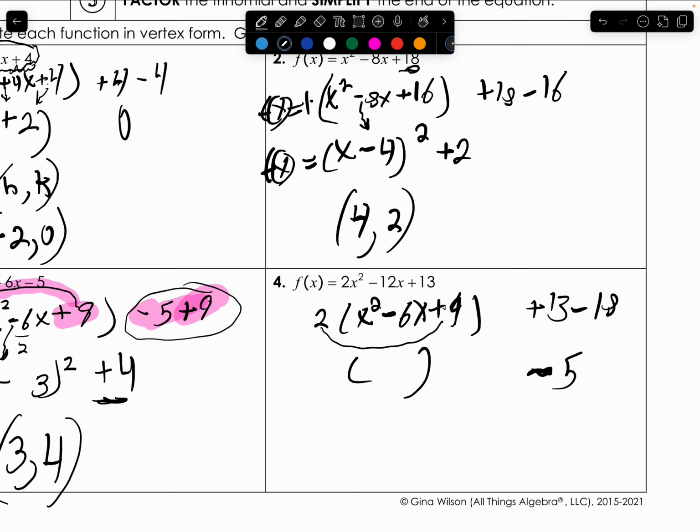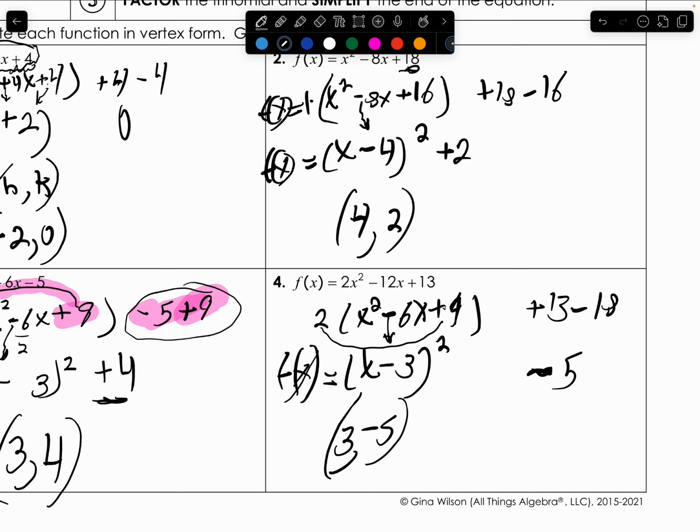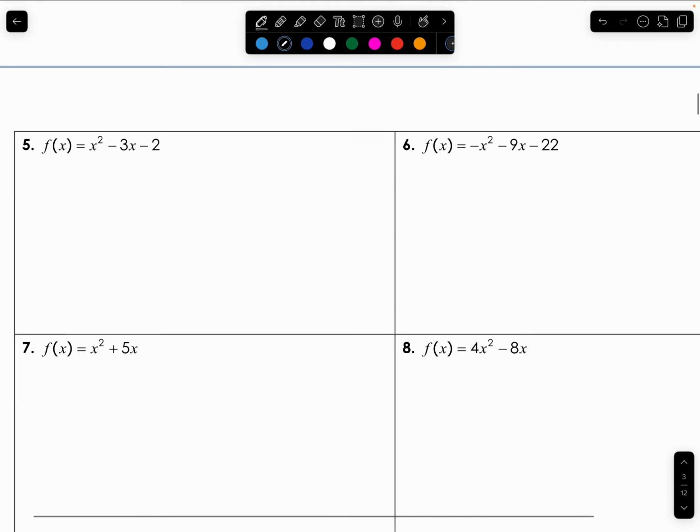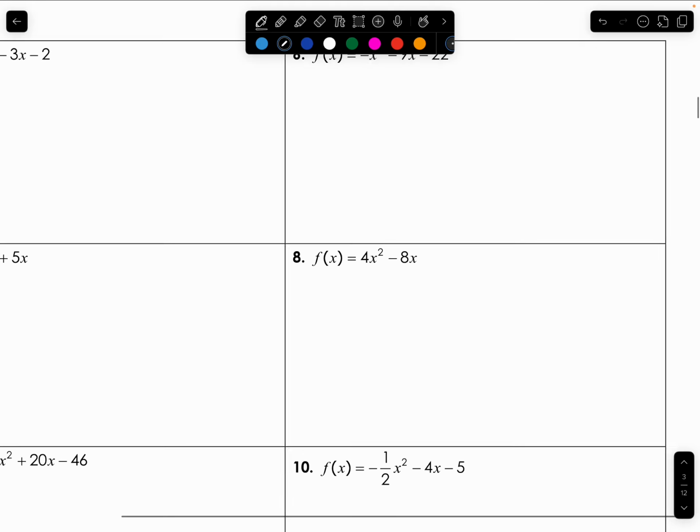And we've got here the x, the minus sign from the middle, and the 3, the square root of the 9. So that's my function in vertex form. And that's my h, k: 3, -5. So this is how we do these, really. They're not hard. You just have to practice them a little bit. You can slow the video down if you need to.